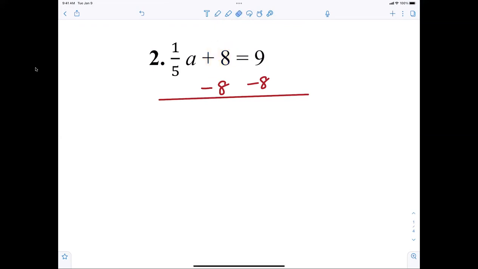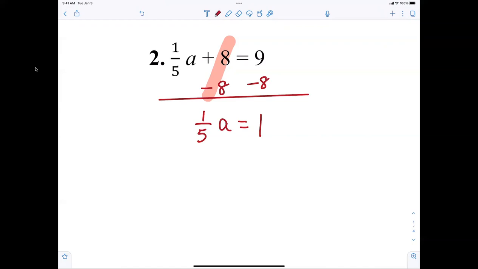So I'm getting rid of the +8. To get rid of the +8, I do -8. Those guys cancel. Now you just look over at the 9 minus 8, you tell me that's what? 1. Then you just bring down the variable, which is 1/5 A. Now you recognize that's a fraction. So I told you, we worked on it a lot yesterday.